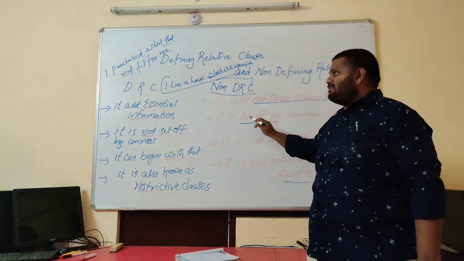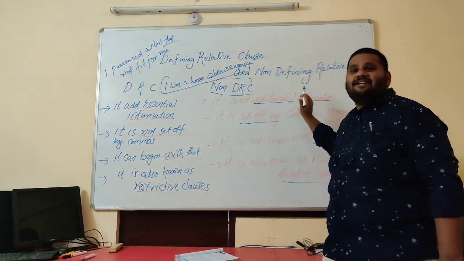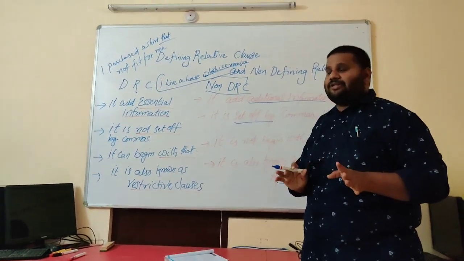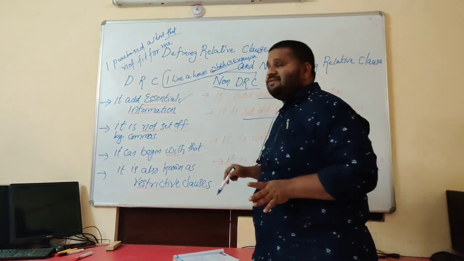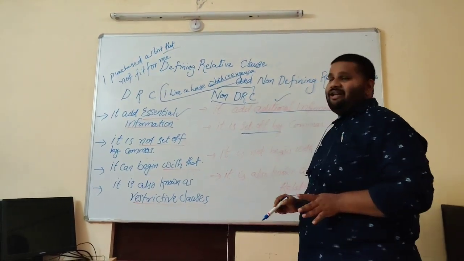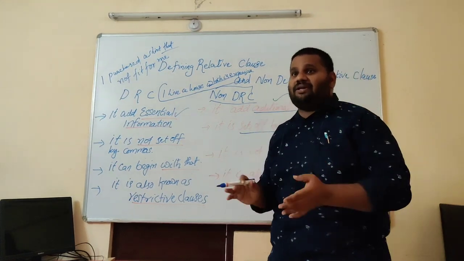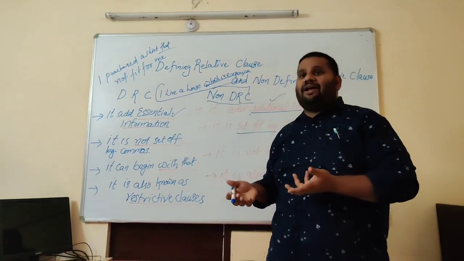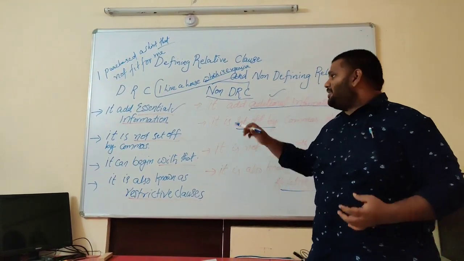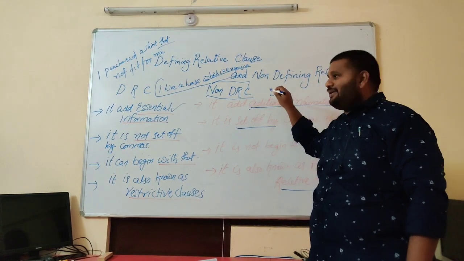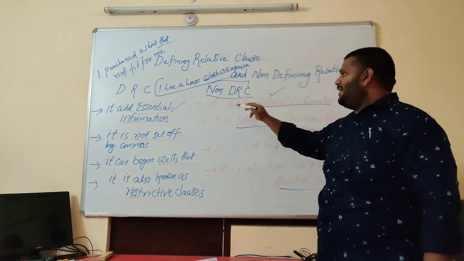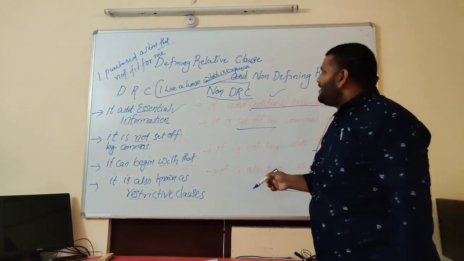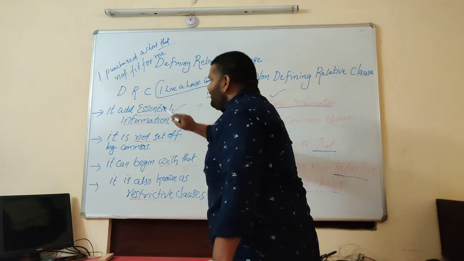The first rule of the non-defining relative clause is that it adds additional information. Students, you must make sure that essential has a different meaning from additional information. Essential means it is important information that we have to add. Additional information is when we can add more information about a person. That is what we have to discuss about the non-defining relative clause. Here you see that it adds additional information, and I can write the same thing in an example.